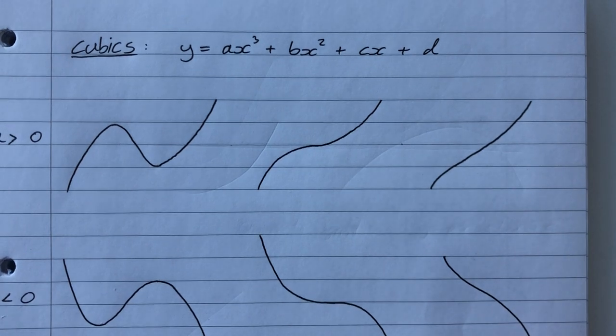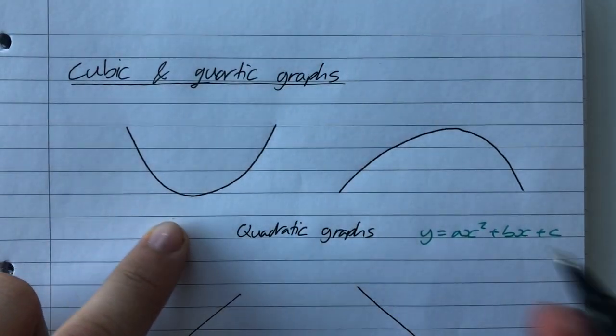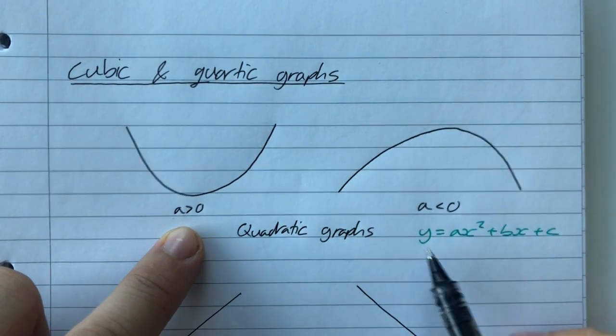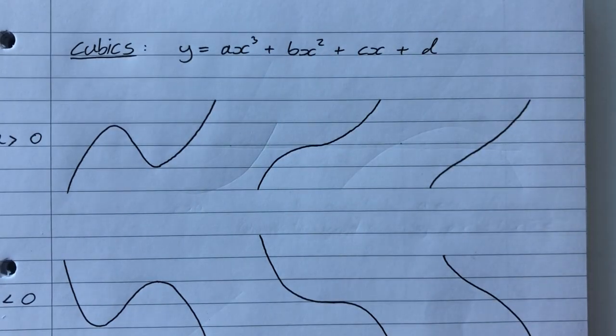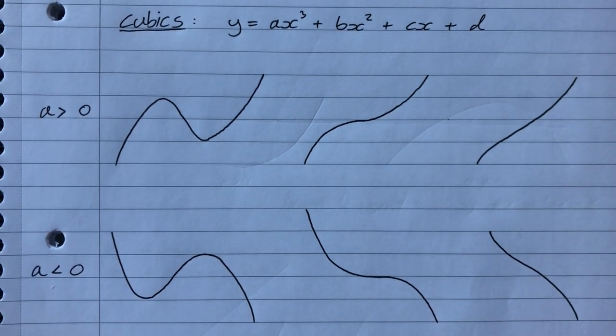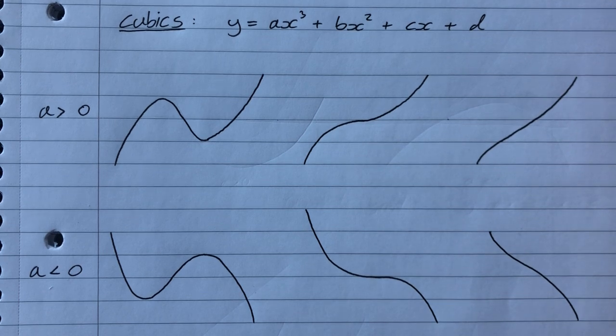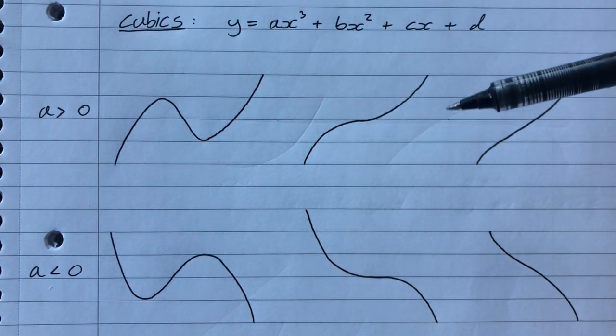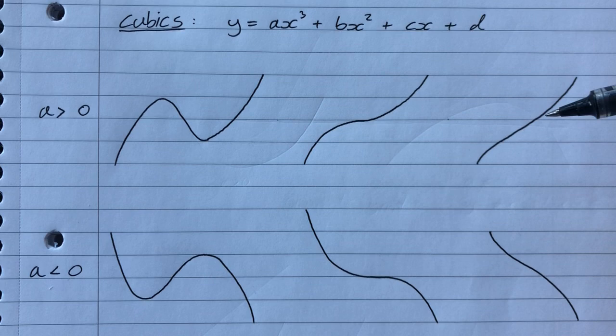Okay, so the shapes of the cubics. Well, for the quadratics, when A was positive, we had a positive U shape. And when A was negative, we had a negative N shape. But for cubics, there are 3 different shapes that you could get for each sign of A. So there's 6 altogether. So we've actually increased the number of different shapes that we can get. And when you study calculus, particularly differentiation, you'll study these in a lot more detail, and also consider the cases using what we call the Factor Theorem, which again is something else that we learn on this course.